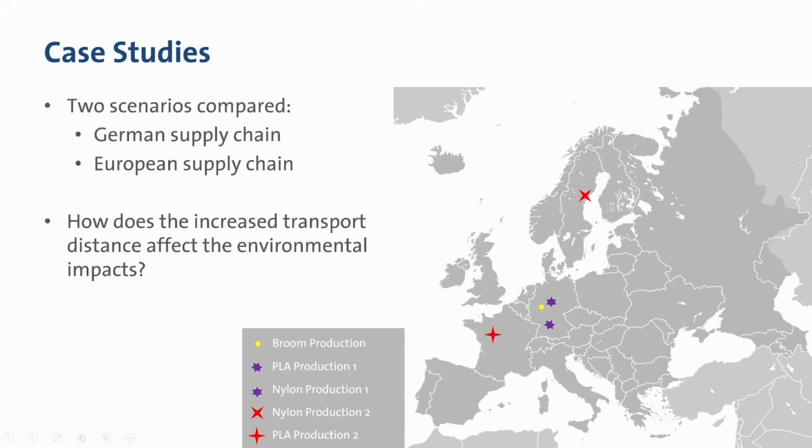So today we'll be looking at two different case studies. We're going to be comparing two scenarios, a German supply chain and a more broad European supply chain. So production is always going to take place in Germany, but you can see here in the purple scenario, transport distances will be a lot shorter than in the red scenario. And so we want to answer the question, how does the increased transport distance affect the environmental impacts of this broom? So without further ado, let's jump into openLCA and get started with the model.